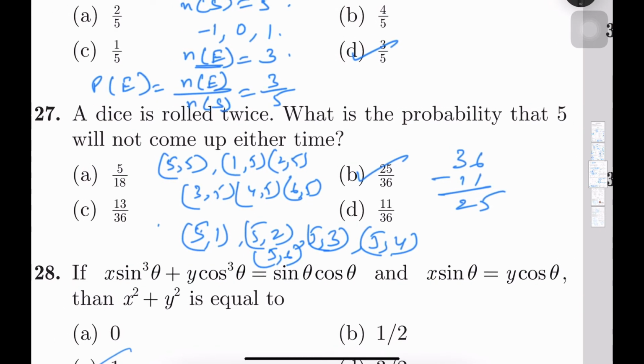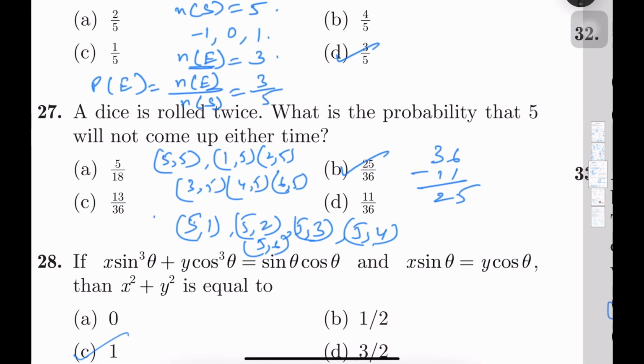Now 27th, a dice is rolled twice. What is the probability that 5 will not come up either time? So now, when a dice is rolled twice, the total sample space will consist of 36 outcomes, that is 1,1, 1,2. On the first die you can get 1, the second die also 1, 1,2, 1,3, 1,4, 1,5, 1,6 and so on. So the total sample space will consist of 36 outcomes.